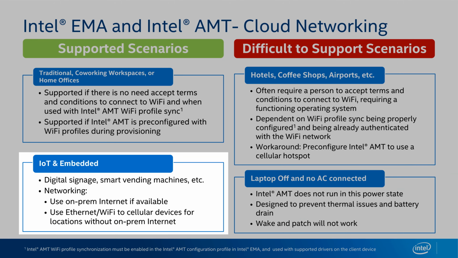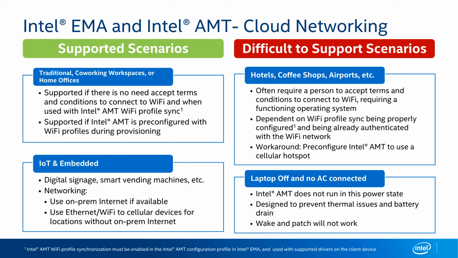Now, when we think of IoT and embedded type usages such as digital signage, Intel Unite hubs, devices that may not have a person in front of them or may in fact be remote, like we said, even with digital signage, perhaps alongside a road, there's a couple of options for working with these kind of devices. First, if there's some type of on-prem internet available, you can use that. In the case where on-prem internet is not available, we recommend using a cellular to Ethernet or Wi-Fi bridge, so you can use a cellular network as your backhaul to be able to manage this device, but still present Ethernet or Wi-Fi so that Intel AMT can communicate with it.